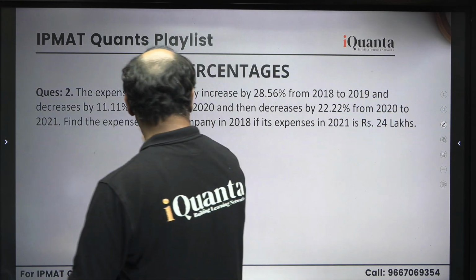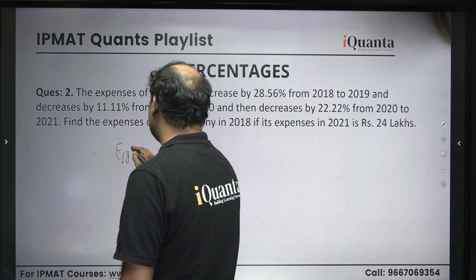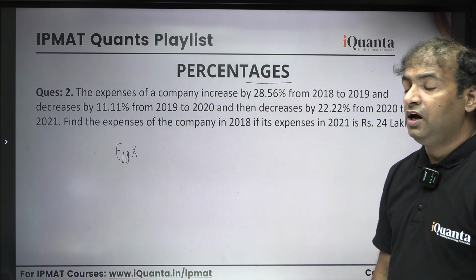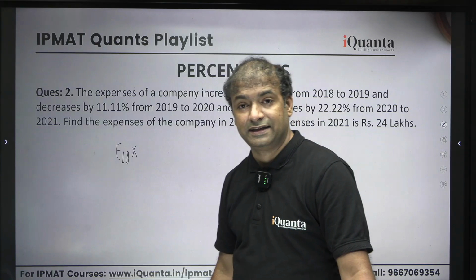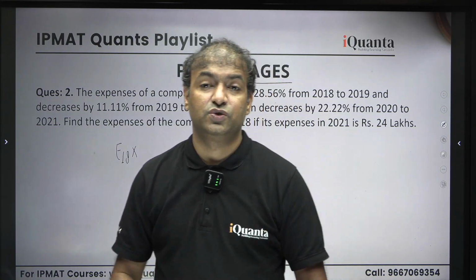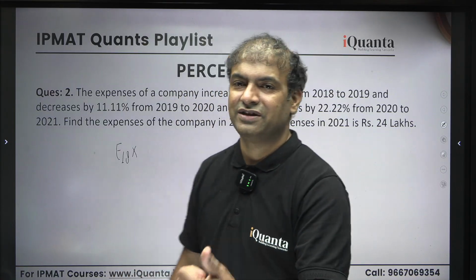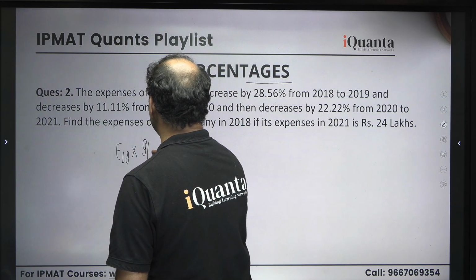The situation starts from 2018, the expenses in 2018, right? Okay, from 2018 to 19, increasing by 28.56%. What is 28.56%, guys? This is double of 14.28%, right? 14.28% is 1 by 7, double of this is 2 by 7, increasing by 2 by 7, that means 1 plus 2 by 7, and the multiplication factor is 9 by 7, right?